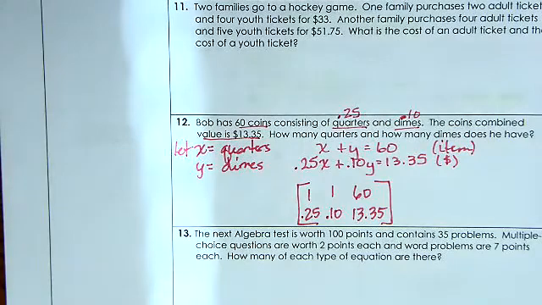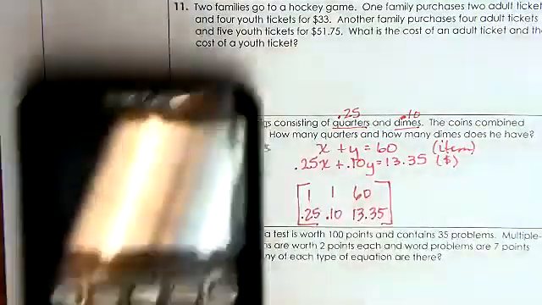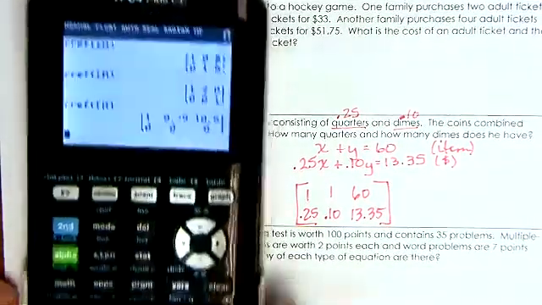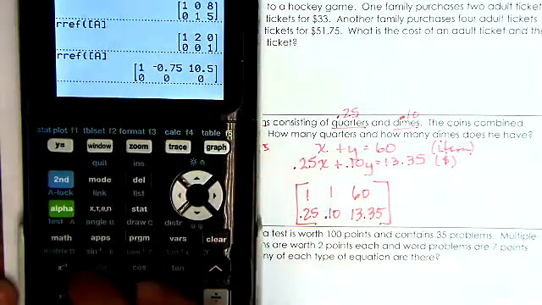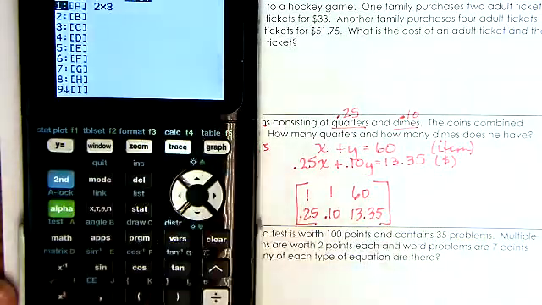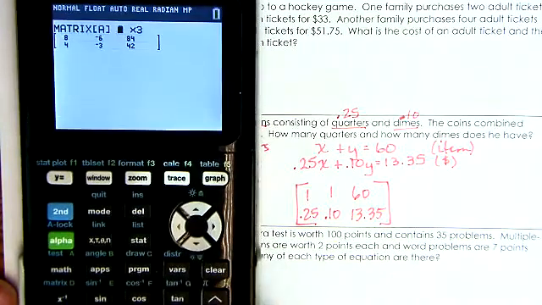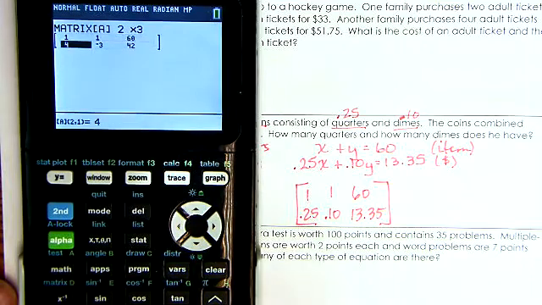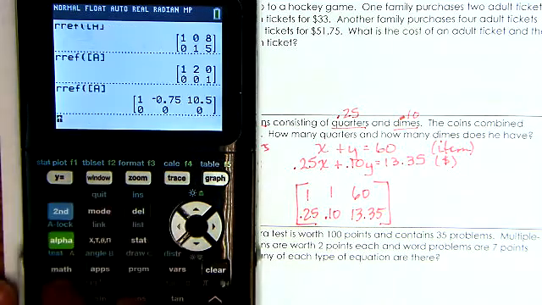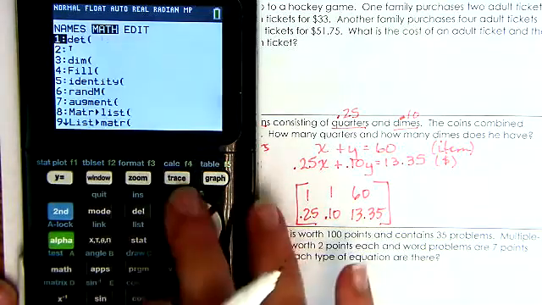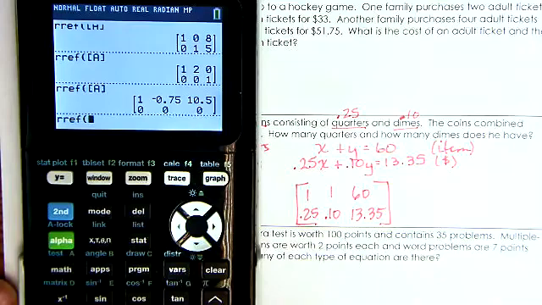And now we punch it into the calculator. And we have second matrix. Go over to edit so I can change what's inside of here. Move too far up. Enter, enter. 1, enter, 1, enter, 60, enter. 0.25, enter. 0.10, enter. 13.35, enter. Second quit, second matrix. I want it to do math. Notice the more I do this, the faster I become. Second matrix, choose the one I want, enter.